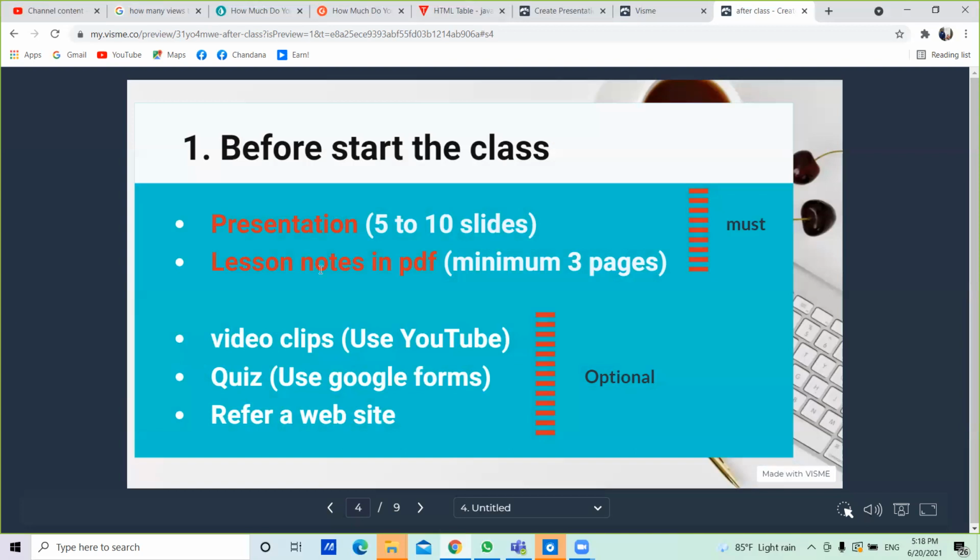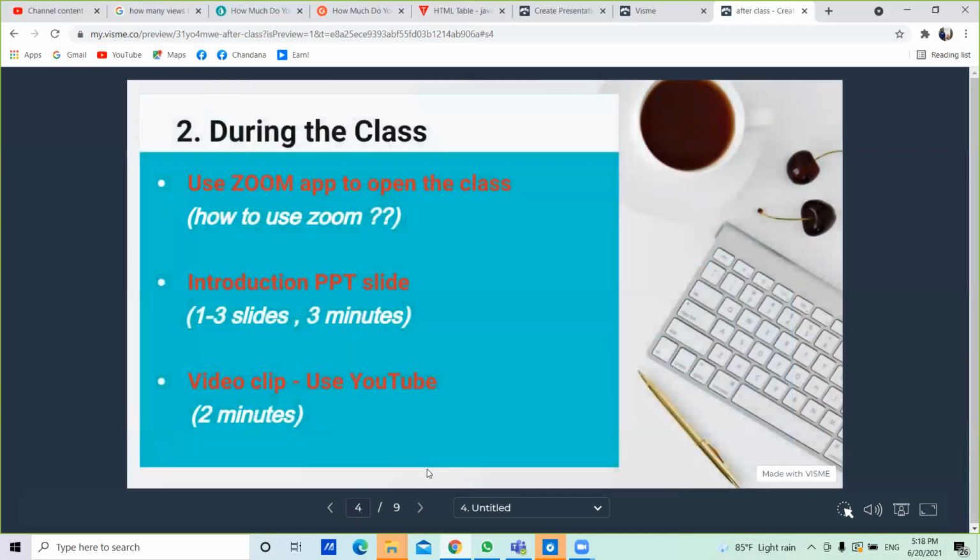Right. Then the second step: after starting the classroom, what happens?